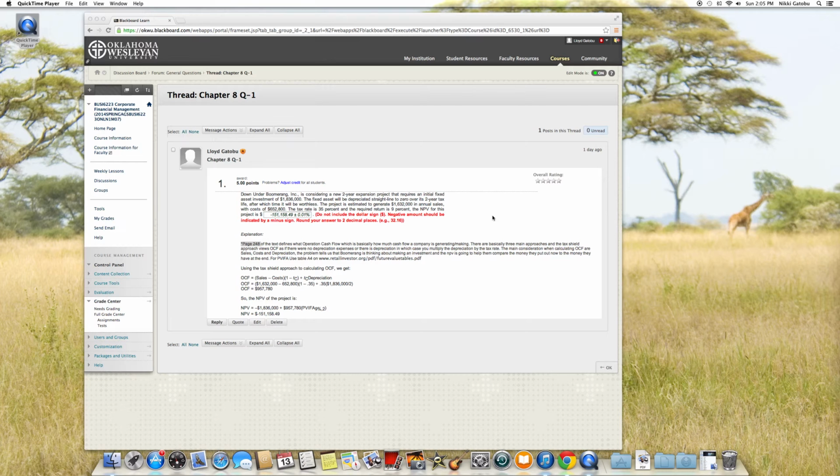Now, because we know that there's an asset that's going to be depreciated, and depreciation is a non-cash item, which basically means for every dollar that we lose in depreciation, we're going to gain 35 cents in taxes. So the formula for OCF is basically sales less the cost times 1 minus the tax rate, and then we add back what we're going to save in taxes. Once you do the math for this particular problem, you come up with an OCF of $957,780, which basically says this is how much money we're going to have at the end of the project.